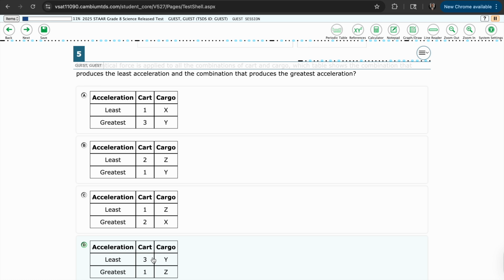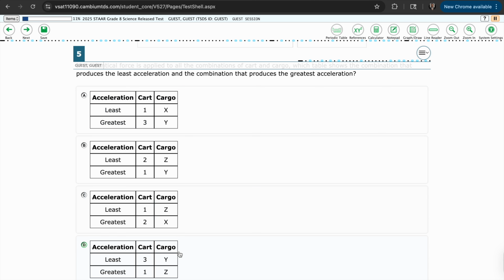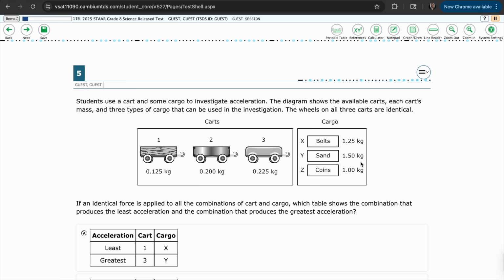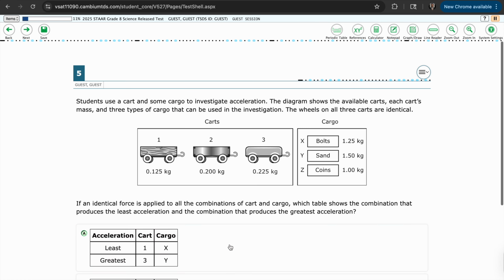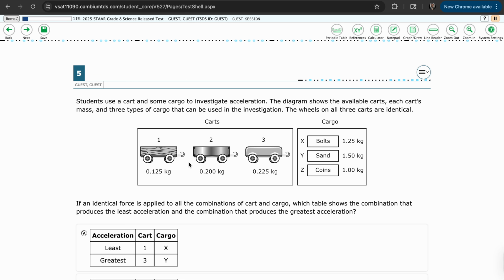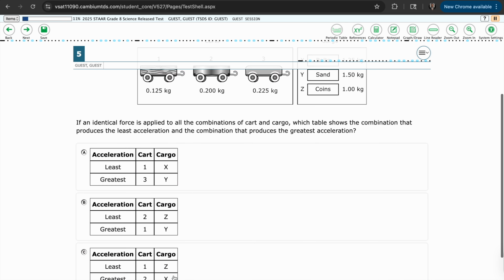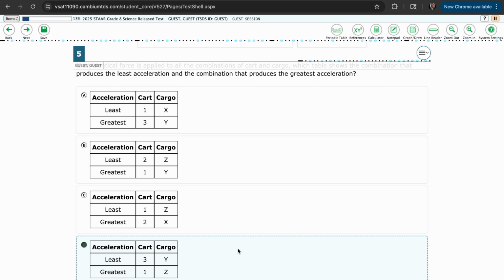Looks like answer choice D uses cart 3. Does it also use a very heavy cargo? It uses cargo Y. That is the biggest. So therefore, D is looking like a good answer. Let's check the greatest acceleration. It's going to use cart 1 and cargo Z. To have a really high acceleration, we need a mass that is very small. So they use cart 1, which is the smallest cart, and cargo Z, which also is the smallest cargo. So therefore, D is the best answer.